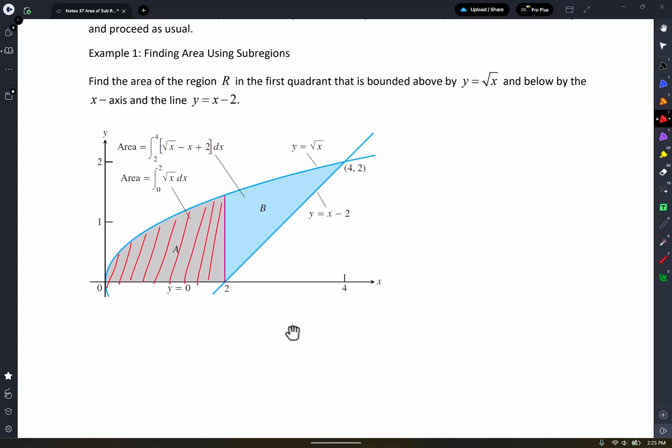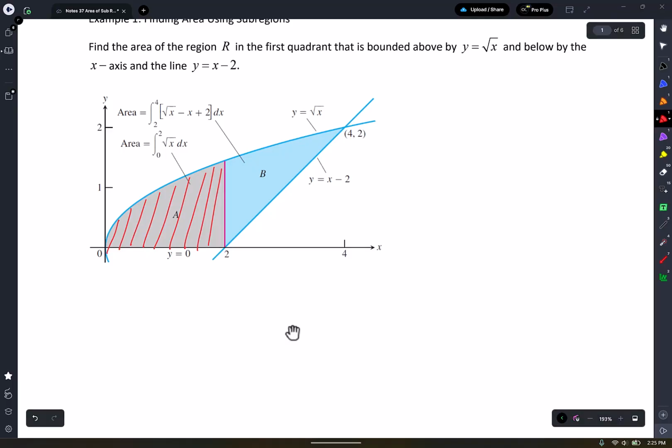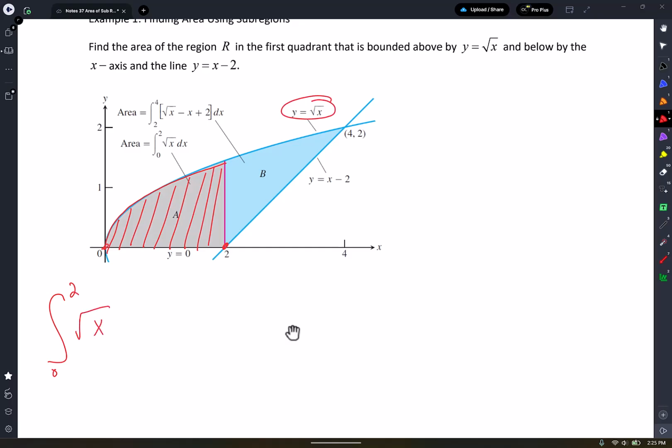For that in red, and I'll color code it, that is the area under the square root curve. This is the square root curve from 0 all the way to 2. So integral 0 to 2 of the square root of x, that's what it says right here, dx. And then I'm going to use a neutral color plus, and then I'm going to do this in blue. How do I find area under the curve?